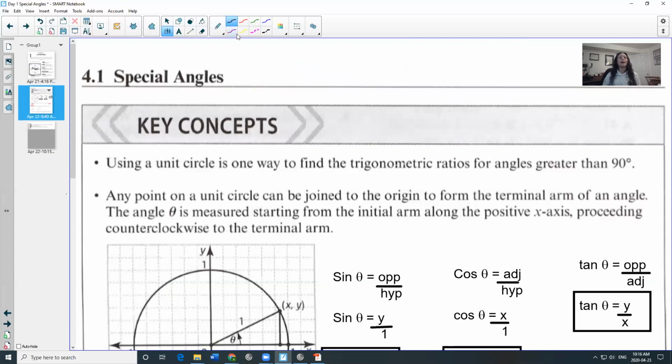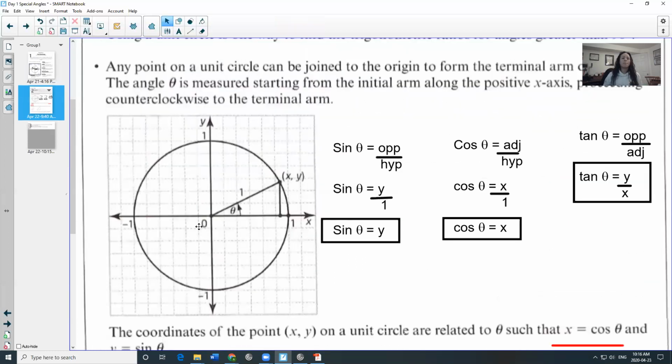So we're going to be looking at some special angles. Oh, I forgot to cover them. So here's our unit circle. I want you to consider your terminal arm has a unit of 1, and it touches your unit circle at any point, and we're going to call the coordinates of that point x and y.